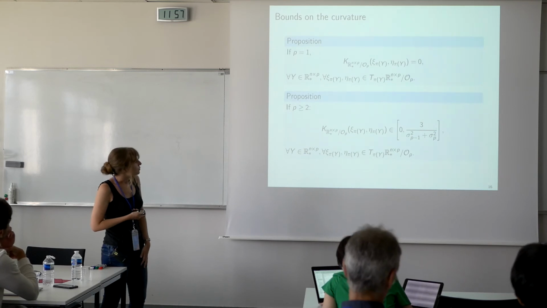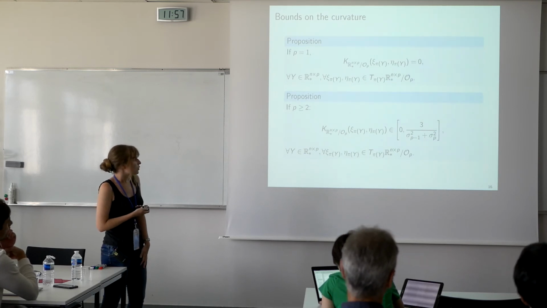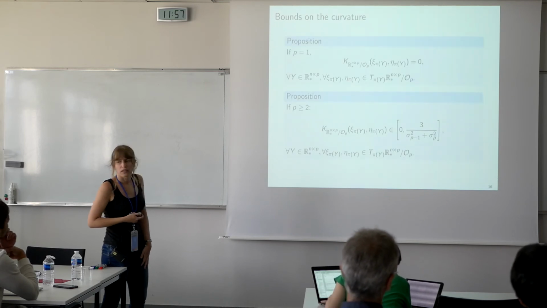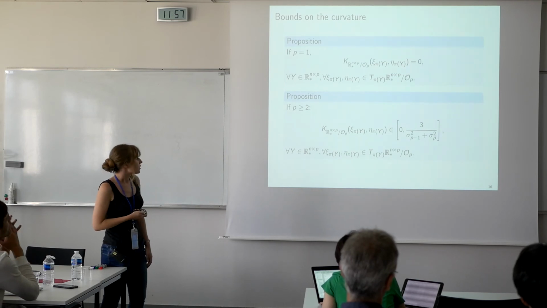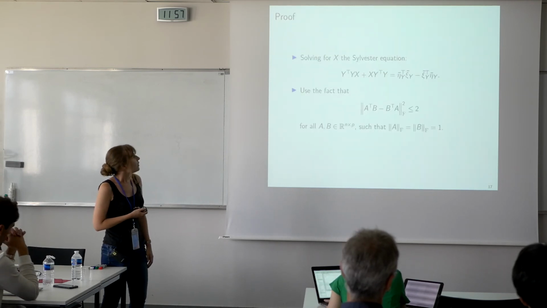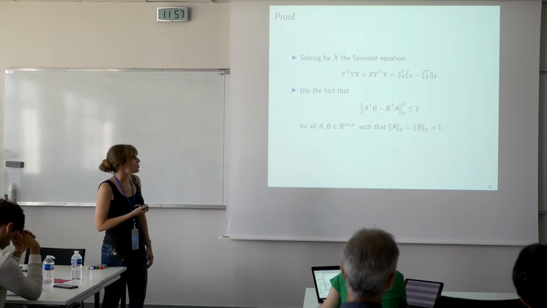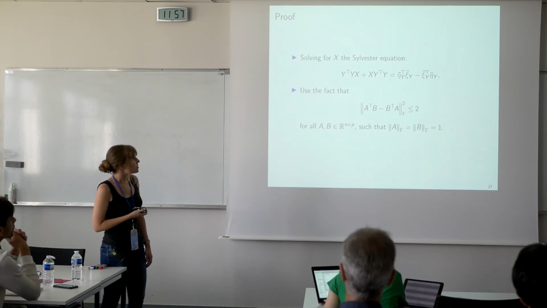Okay, so the bounds are tight. So we know that we have tangent planes for which we will get trouble, with the curvature going to infinity. And the proof relies on two results. Those are actually two lemmas.